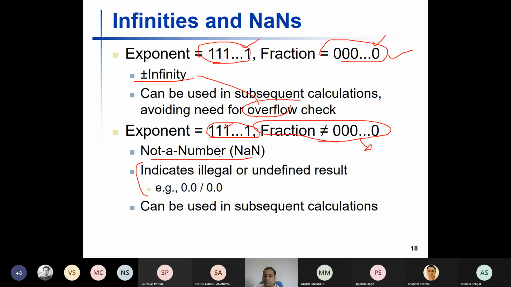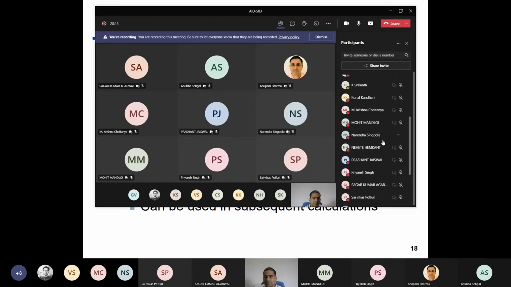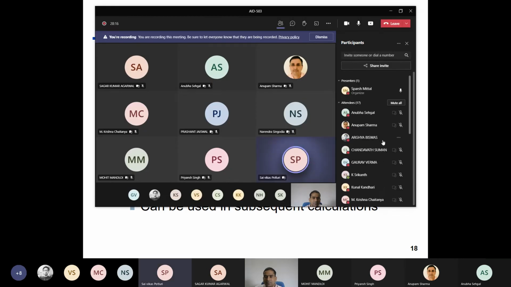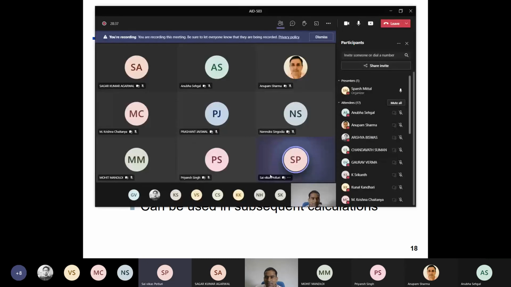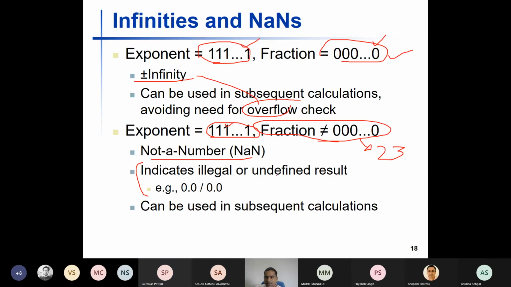Now, how many bits do we have in the fraction for single precision? Please tell me. 23, sir. Yeah, 23. So how many NaNs will there be in single precision? How many distinct representations for NaN do we have, assuming only positive NaNs? I mean, NaN does not have positive and negative, but you ignore the sign bit and tell me how many representations. 2 power 23 minus 1. Yes, very nice.